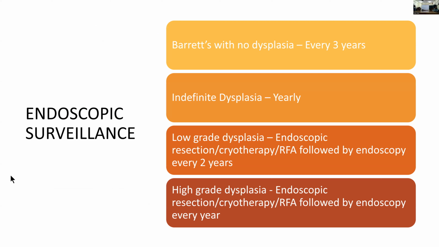Now, the current guidelines state that patients with Barrett's esophagus require serial endoscopies for follow-up. If at the beginning there is no dysplasia, then you follow them up every 3 years with a repeat endoscopy. If there is dysplasia, but it cannot be categorized as low-grade or high-grade, we call that indefinite, and these patients will have endoscopies once a year. If there is low-grade dysplasia, then they need endoscopic resection, cryotherapy, or radiofrequency ablation of the dysplastic area, followed by repeat endoscopy every 2 years. And if there is high-grade dysplasia, again, they require endoscopic resection, followed by repeat endoscopies every year.